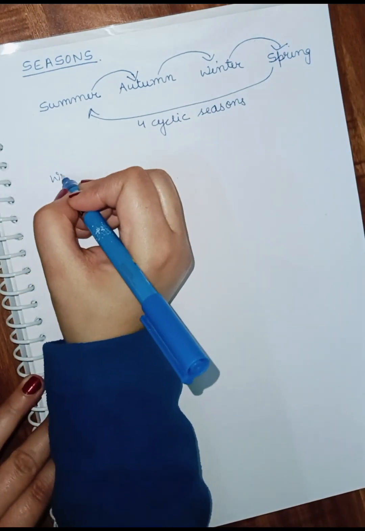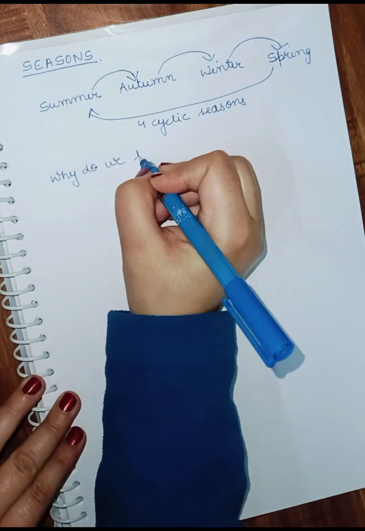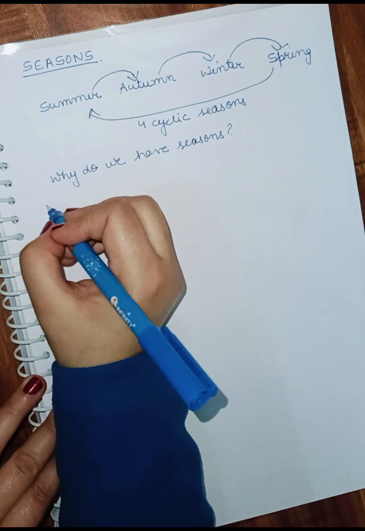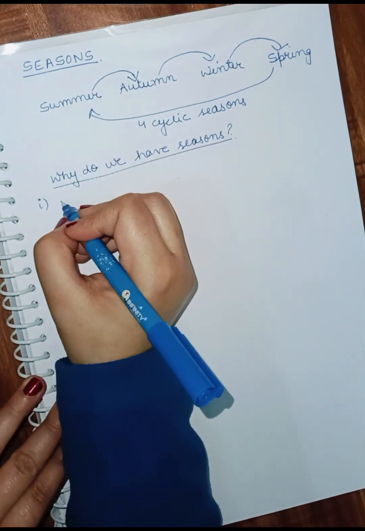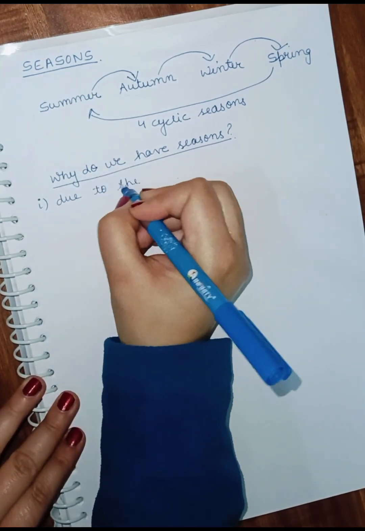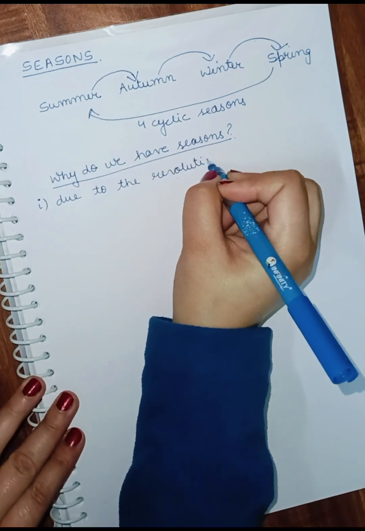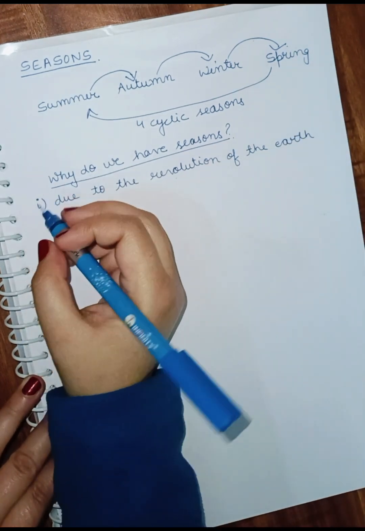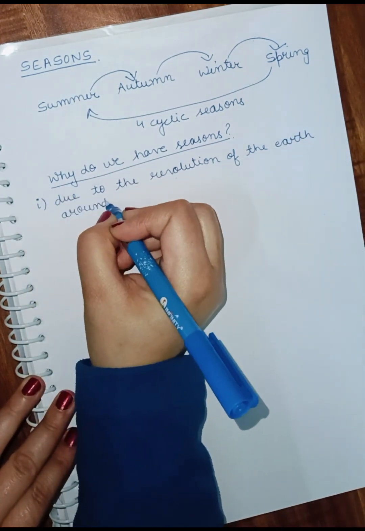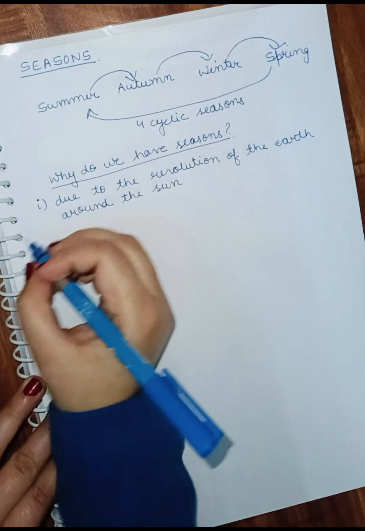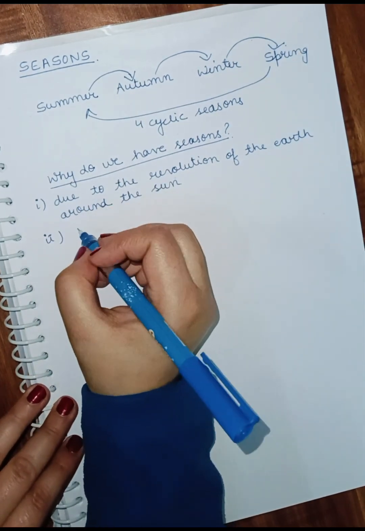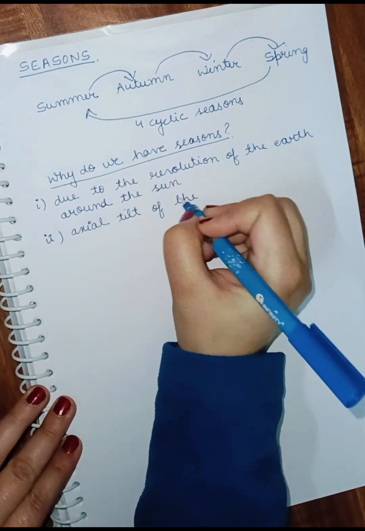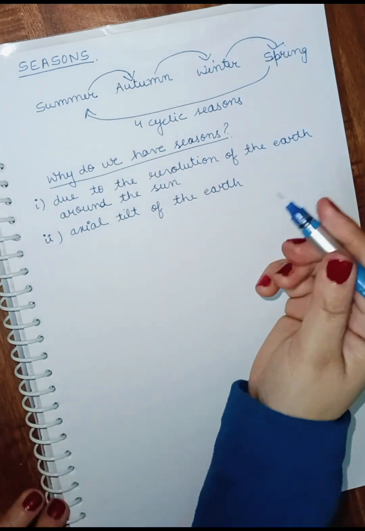Now, why do we have these seasons? Due to the revolution of the earth around the sun. Second, the axial tilt of the earth.